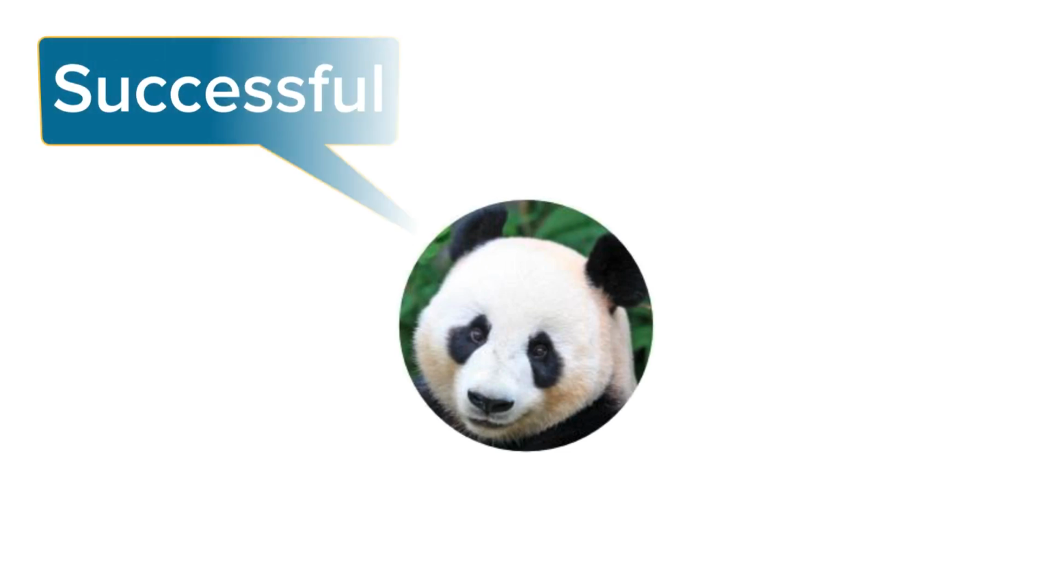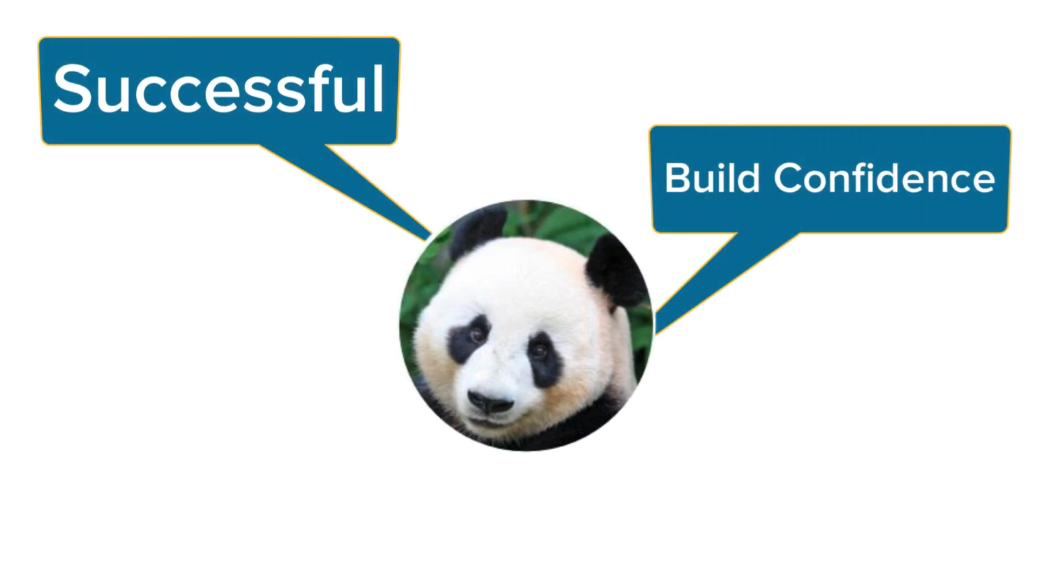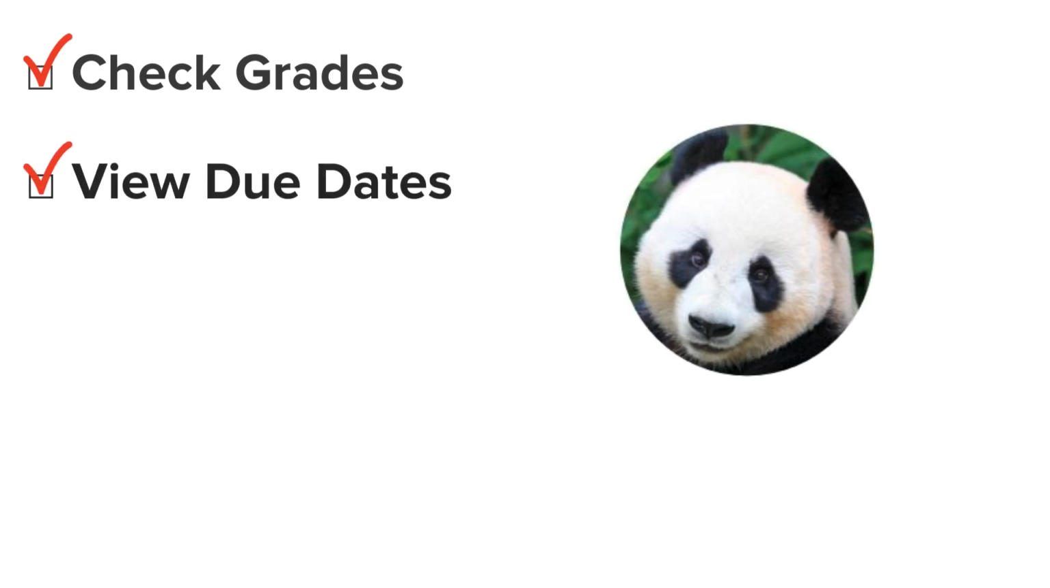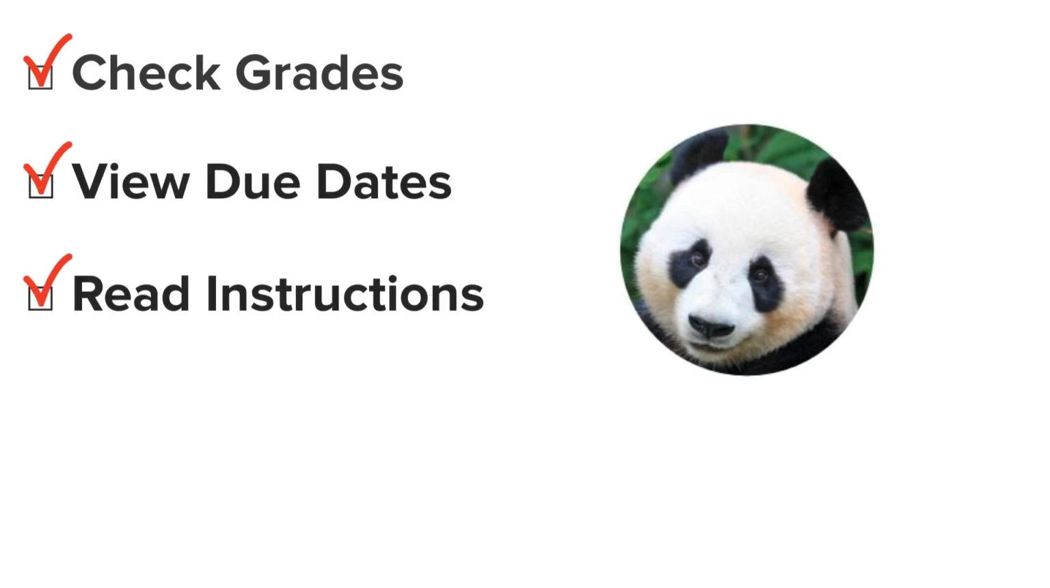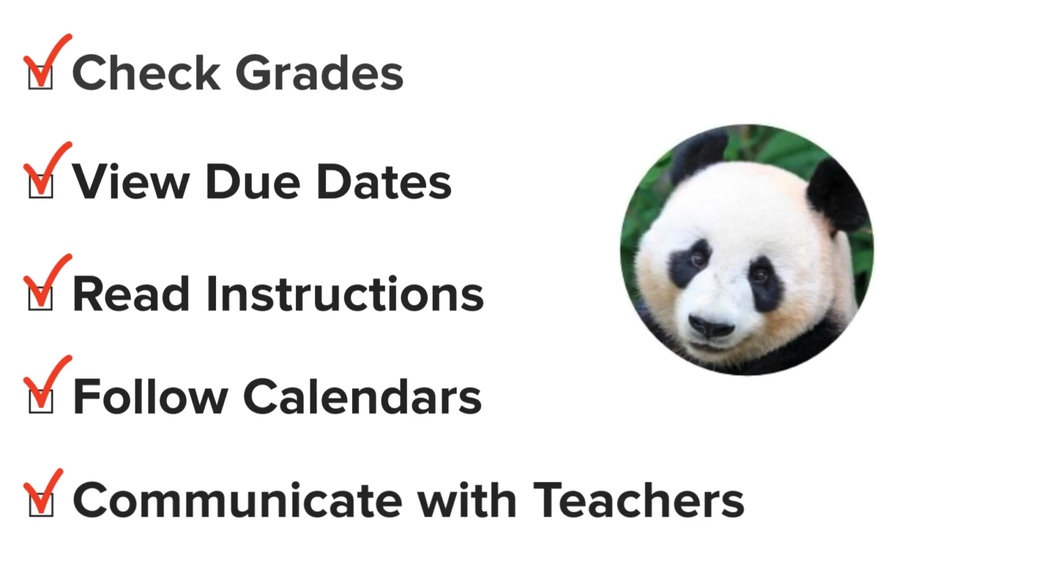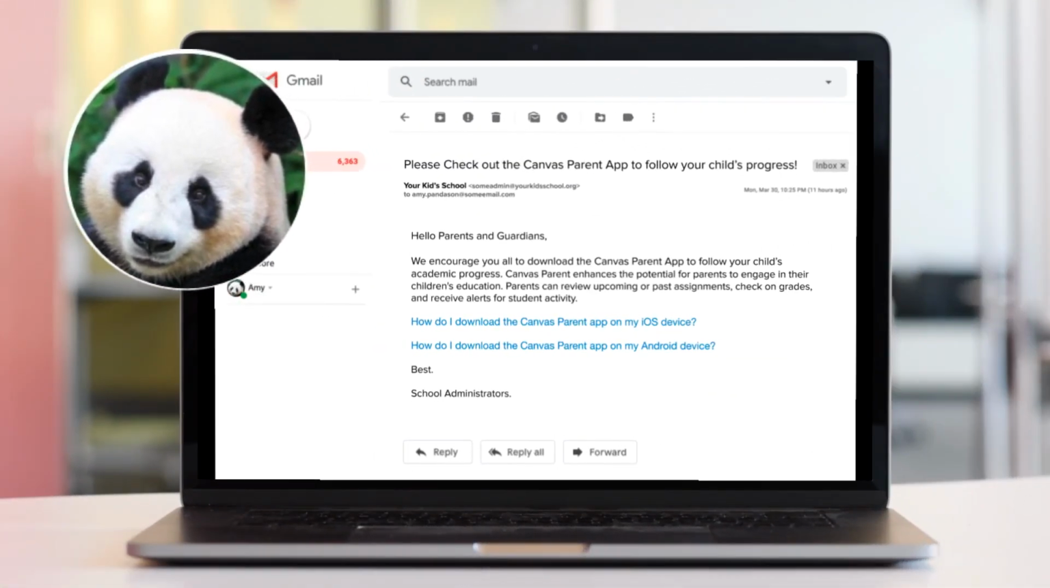Amy wants to be involved in her kids' education, not to do it for them, but to help them be successful and build confidence as learners. Amy wants to check their grades, view assignment due dates and the instructions, follow Tucker and Jane's calendars, and communicate easily with teachers. Amy hears about the Canvas Parent app in an email from the school.